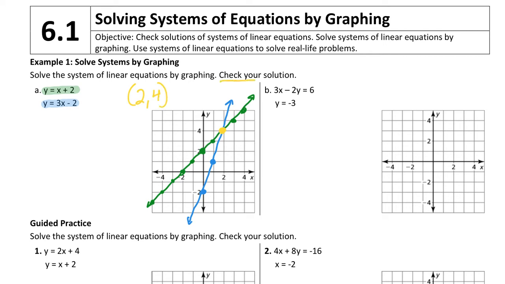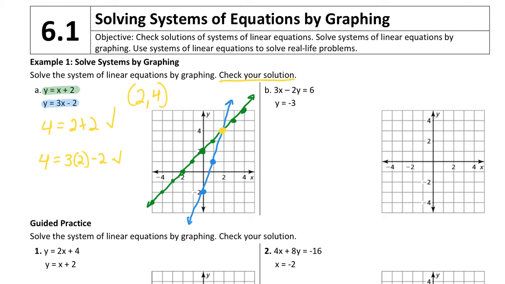And you'll notice I said check your solution. To check your solution for this system, you substitute 4 for y, 2 for x. So in the first equation, that's going to be 4 equals 2 plus 2, because 4 is y and 2 is x. That is true. In the second equation, 4 equals 3 times 2 minus 2, which is 6 minus 2, which checks out. So the solution to that system is an ordered pair, a point. So (2, 4) is my solution to that system. That's how I want you to communicate your solutions to these systems, as an ordered pair or a point.